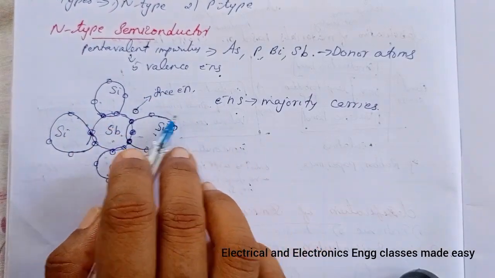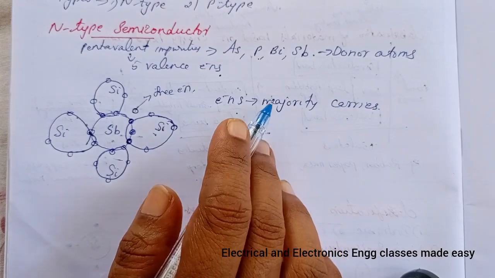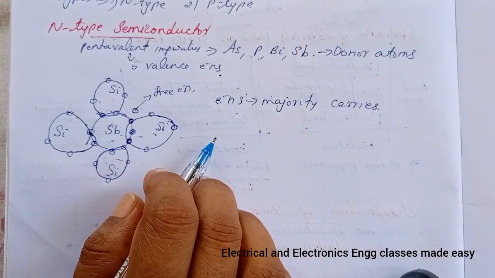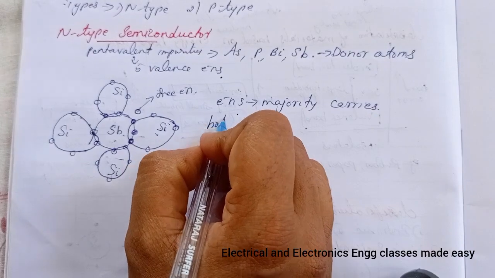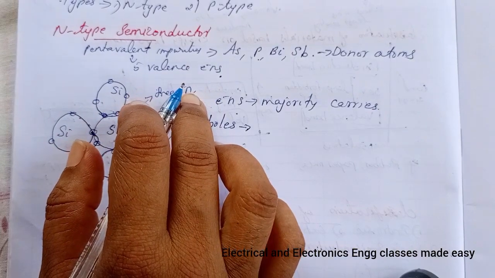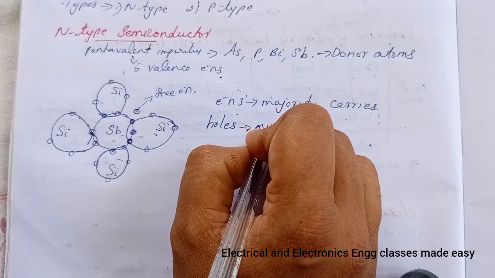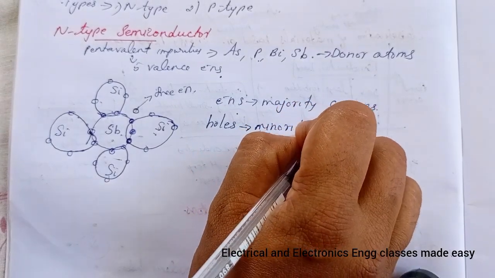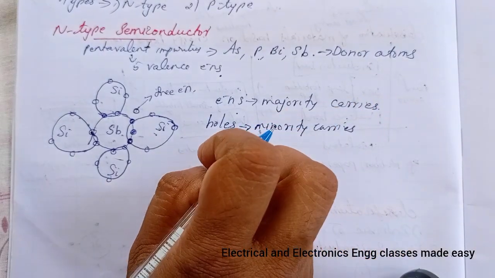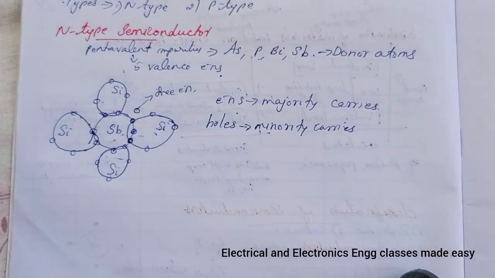Along with these majority carriers there are also a few holes that are created when electron hole pairs are thermally generated. These holes are not produced by the addition of the pentavalent impurity atoms. The holes in N-type materials are called minority carriers.